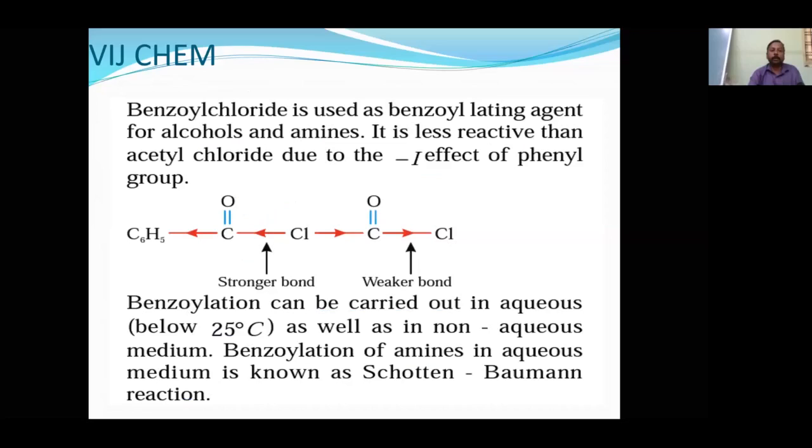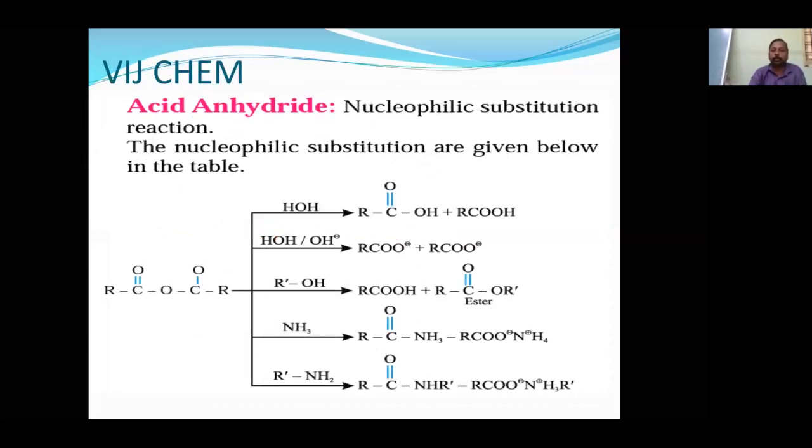So this is all about the first one, acid chloride. Acid chloride preparation we have studied, properties we have studied, and the most important naming reaction also we have practiced. Next is the acid anhydride. Here also there is a double bond. This is the acid anhydride, RC double bond O and RC double bond O, R.